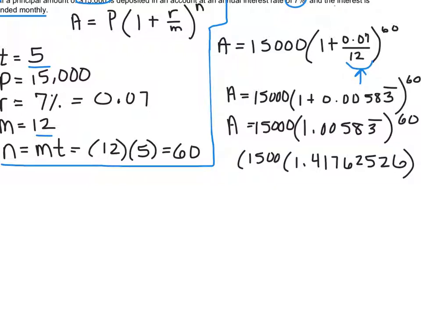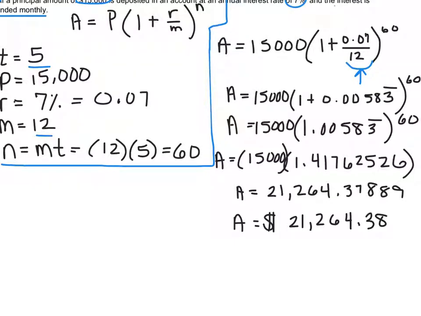And we're going to multiply that by 15,000 to get our value for A. So when you multiply by 15,000, you'll get a decimal of 21,264.37889. Since future value is a monetary amount, I need to write it in dollars and cents. So I'll round to the nearest cent, which is 2 decimal places. Therefore, my answer is $21,264.38.